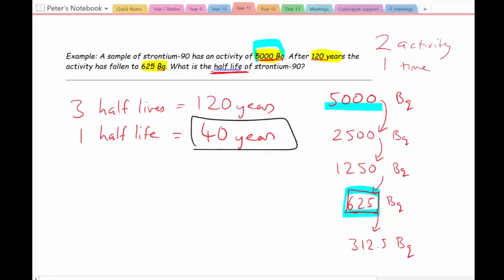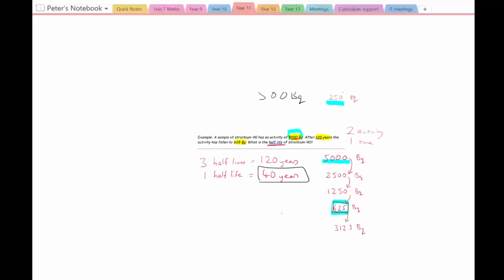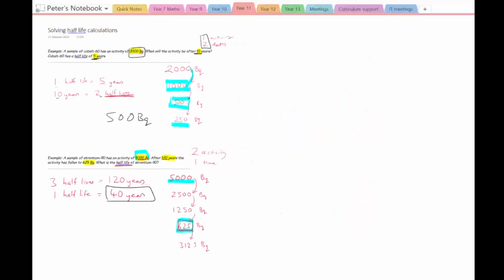So there are only really 2 types of questions. The questions are going to involve giving you 1 activity and 2 times, or 2 activities and 1 time. And you answer the questions in a very similar way. Start off by starting with the top activity and work down. There could be an alternative to this, which would be, you know that the final activity is, say, 250, and then you've got to work up. But either way, you're dividing by 2 if you know what the initial activity is, or you're multiplying by 2 if you know what the final activity is.